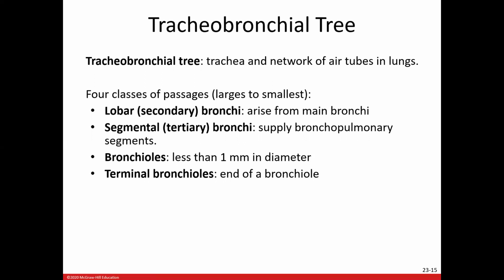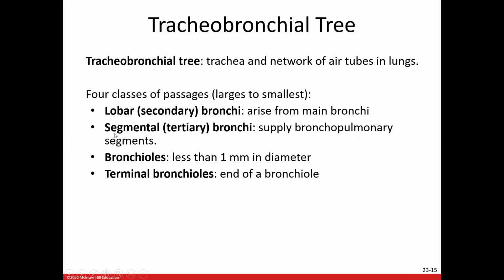This gets a little confusing, because it's kind of like a Russian doll. Within every structure, there is branching of smaller structures, all the way from the largest bronchi to the alveoli. But I will break all that down for you. So we have what are called your main bronchi. You have the left and the right. From your main bronchi, you then have what are called lobar or secondary bronchi that come off of the main bronchi.